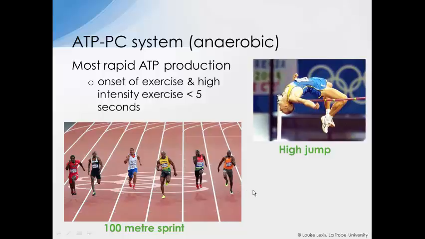men's 100-metre sprint, and if you think athletes at the highest level are running that race in about 10 seconds, so about half of the race is supplied by ATP from the ATP-PC system. And also the high jump, if you think about that, there's a very brief high intensity run up and then a jump. So it's pretty much over and done with within 5 seconds. So the ATP-PC system is very important for something like the high jump.